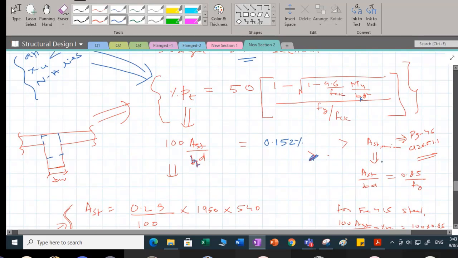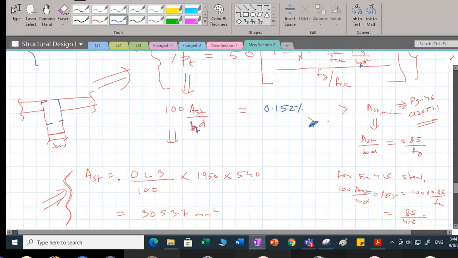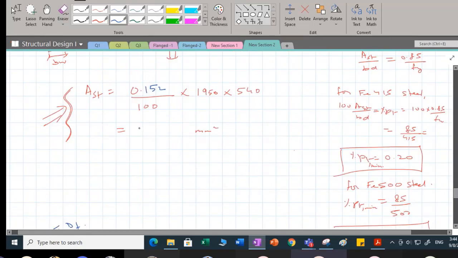Minimum percentage steel, I know it is 0.24% for my Fe415 steel. Rather, I'll compute my steel first, and then I will compute minimum steel. So I'm going to do 0.152 by 100 into effective width of flange 1950 into effective depth, which is 540. Now tell me how much is the answer? 1600.56 mm square.